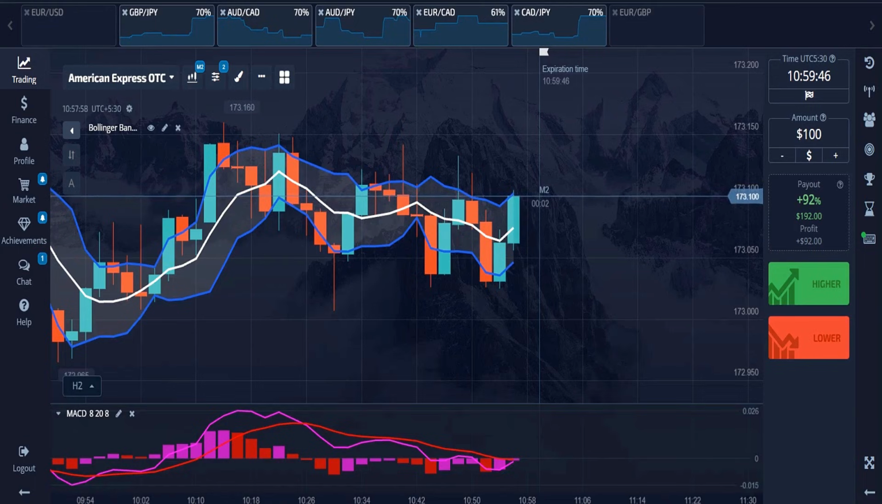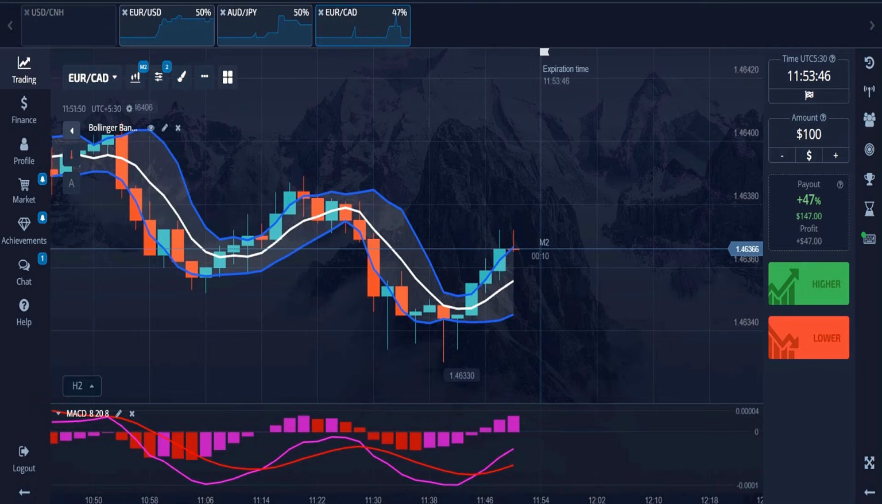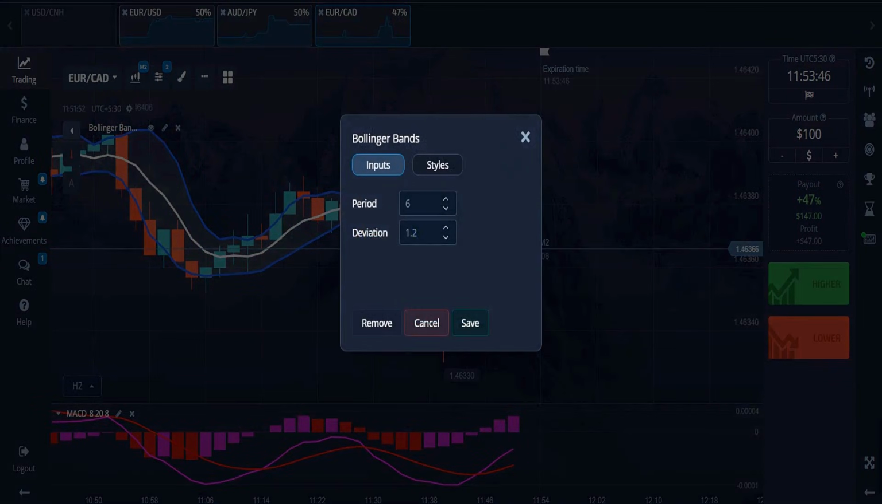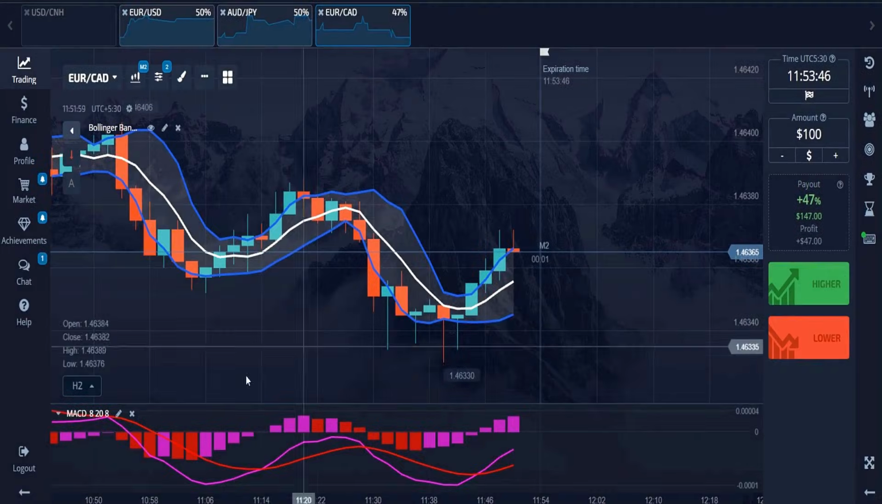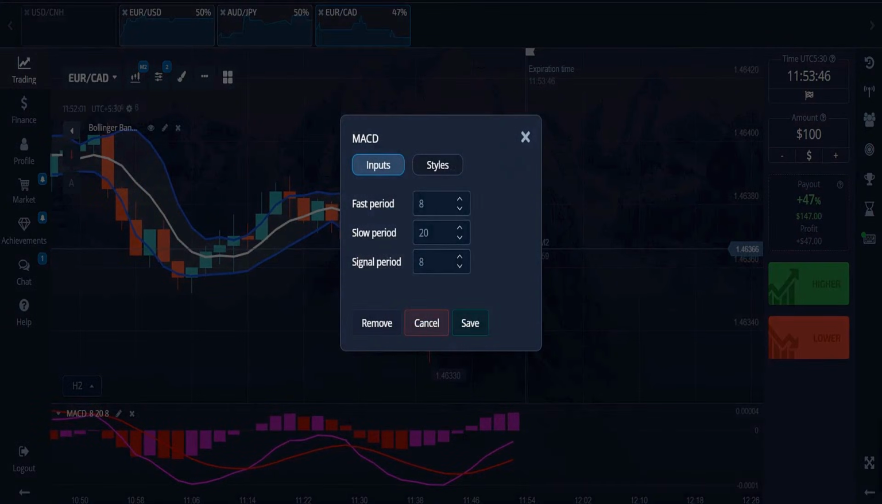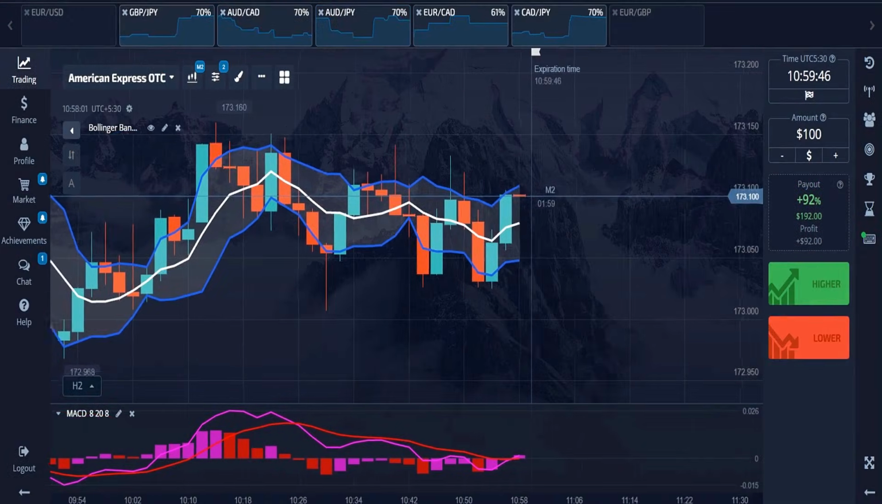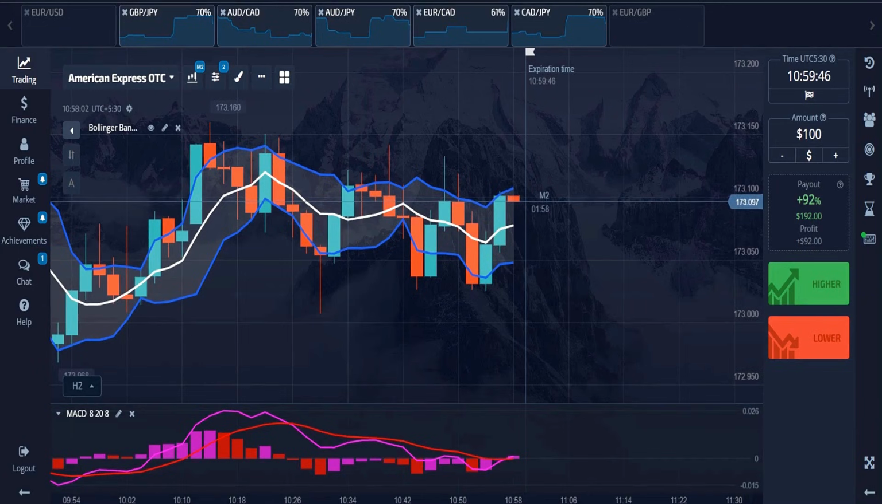Let's begin. For this strategy, we use two technical indicators, Bollinger Bands and the MACD indicator. The Bollinger Bands are set with a period of 6 and a deviation of 1.2 to capture short-term price movements accurately. The MACD indicator is configured with a fast period of 8, a slow period of 20, and a signal period of 8 to clearly identify momentum shifts. The candle time frame for this strategy is fixed at 2 minutes, and the expiry time is also set to 2 minutes for every trade. This strategy can be applied in both the real market and the OTC market.